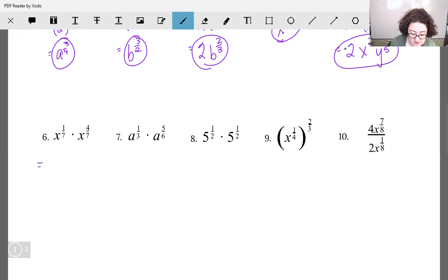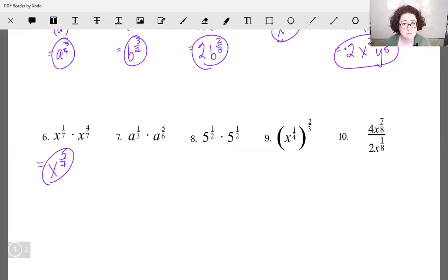So piece of cake with this one, we have 1/7 plus 4/7. We have the same denominator. We can just go ahead and add them and get 5/7. But we run into a problem with number 7. In number 7, a to the 1/3 times a to the 5/6. If I'm going to add those exponents, my problem is that to add 2 rational expressions, to add 2 fractions, I need to have the same denominator. So how could I make that 1/3 have the same denominator as the 5/6?